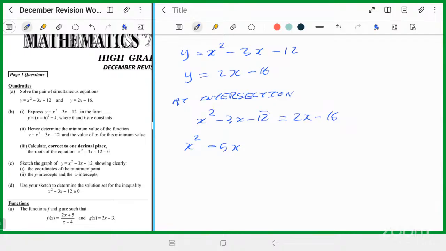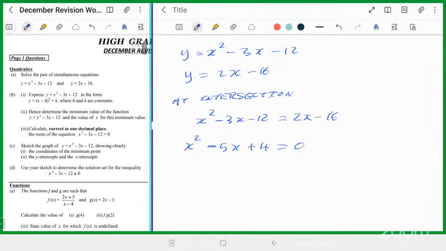And then this is a negative 16. But this, negative 12, sorry. But this 16 now is going to come over and become a positive 16. And a positive 16 and minus 12, same as 16 minus 12, is 4. So we're going to get a plus 4 right here now. Equals 0.